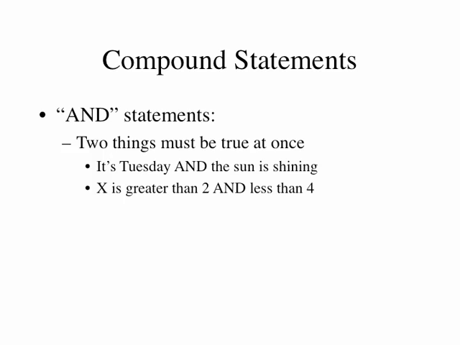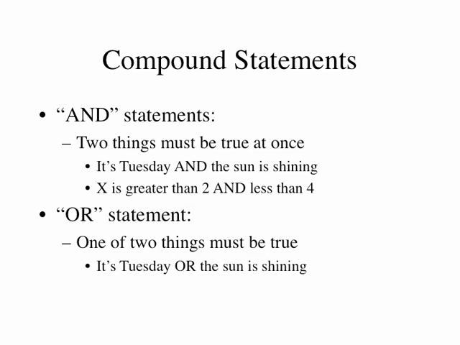The second kind of compound statement that we'll work with is called an or statement. This is where we have two things and either one or the other has to be true, but they're not required to both be true at the same time. For example, it's Tuesday or the sun is shining. This statement would be true on a sunny Monday, and it would be true on a cloudy Tuesday, because in both examples, one part or the other of the condition is met.